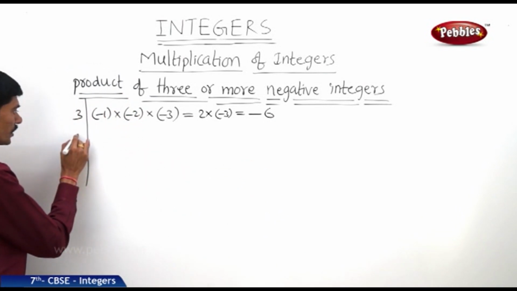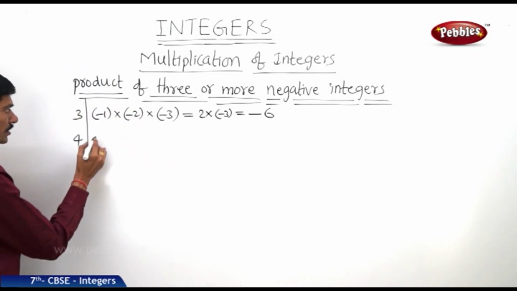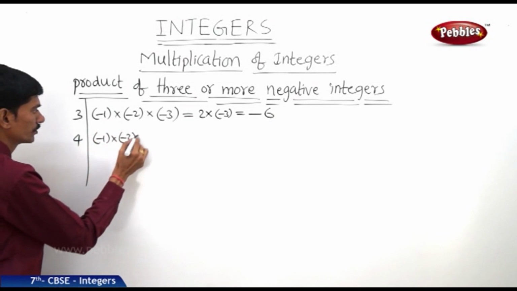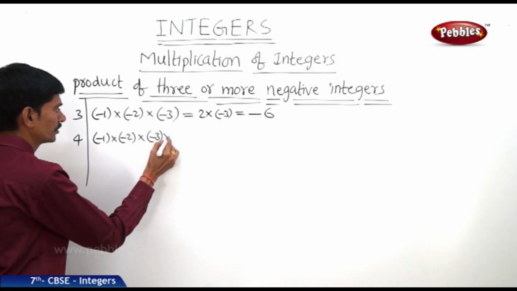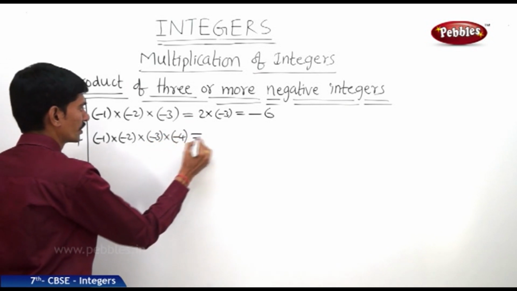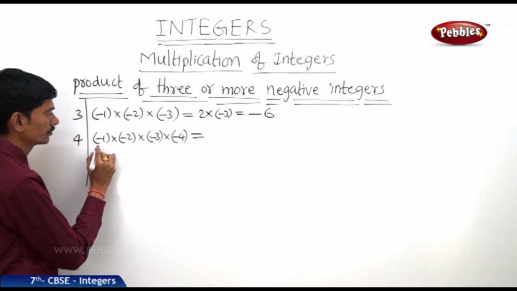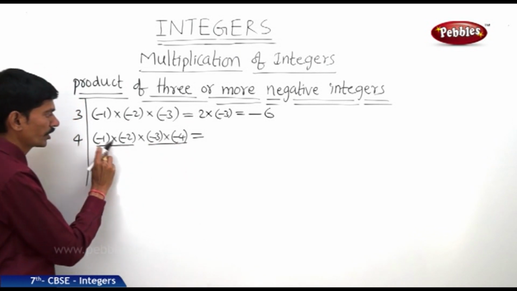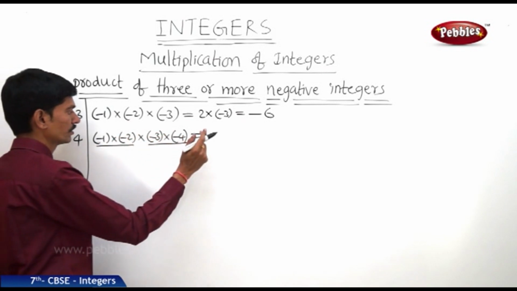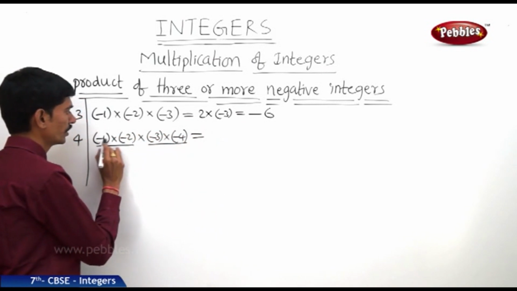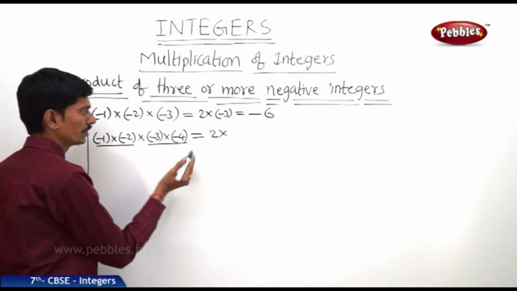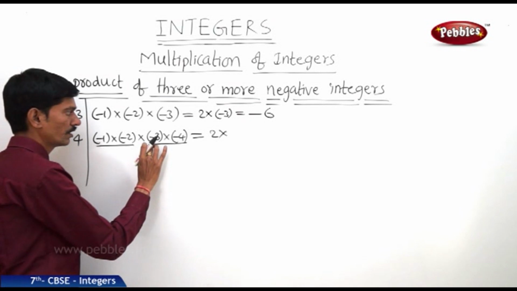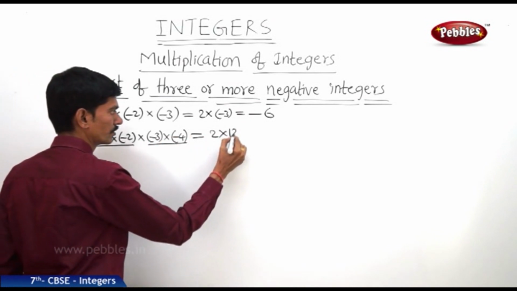And if you take 4 negative integers, like minus 1 into minus 2 into minus 3 into minus 4, here you will multiply the first two negative integers and the last two negative integers. The product of two negative integers is a positive integer. So 1 2s are 2, into the product of these two negative integers, which is also a positive integer, and 3 4s are 12.